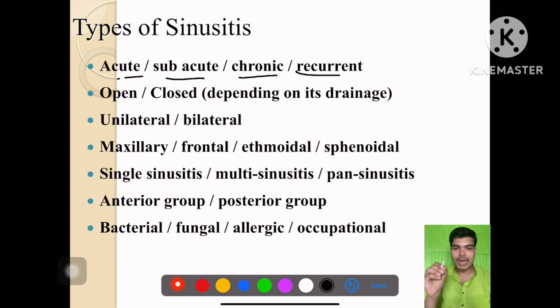So what does that mean? That means in the upcoming slides you will have slides of your osteomeatal complex. So what is this osteomeatal complex? Whenever you look into the ostia, or the opening of the sinuses, this opening may sometimes be occluded by a mucosal mass, some mass. Okay, or it might be certain secretions that might actually obstruct the flow of the sinuses. Okay, so when the ostium is open, it is the open sinusitis. When the ostium is closed, it is a closed sinusitis.